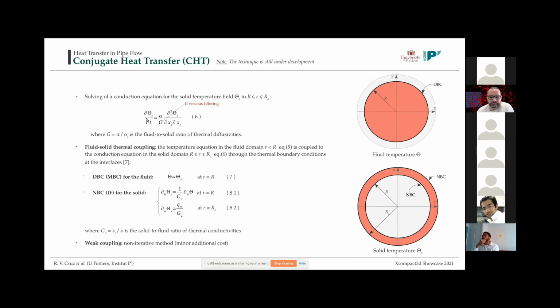Numerically, these two equations, the one for the solid and the one for the fluid, are coupled at the interfaces through the thermal boundary conditions. So if you see here, for example, the figure on the right, for the fluid temperature field, it consists of imposing a Dirichlet boundary condition, a fixed value at the boundary. And for the solid temperature field, it consists of imposing a Neumann boundary condition, a flux. We use a weak coupling for these equations, which means that it's a non-iterative method, and in terms of the additional cost, it's minimized.